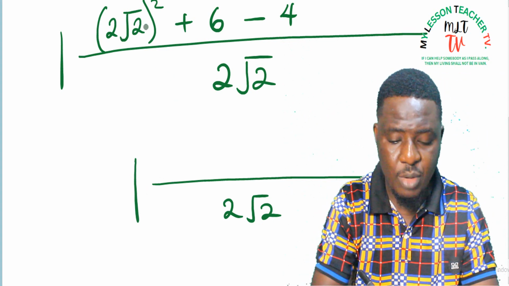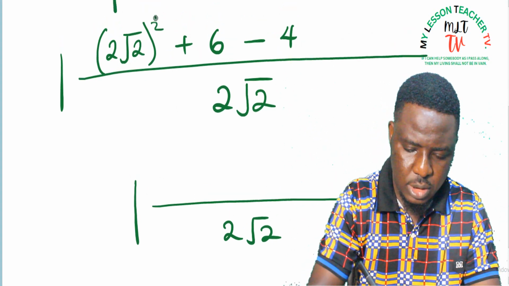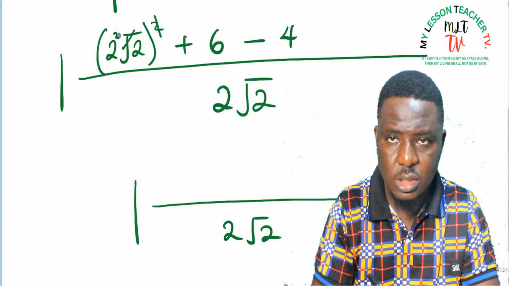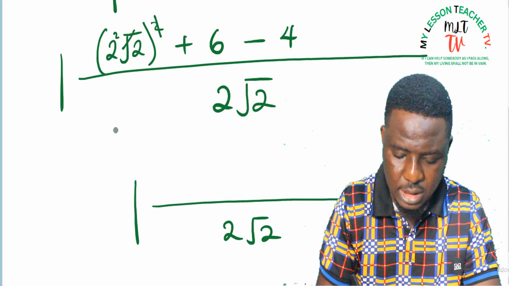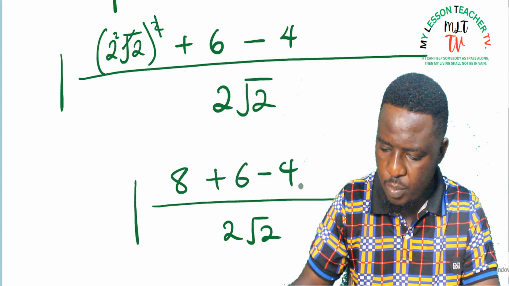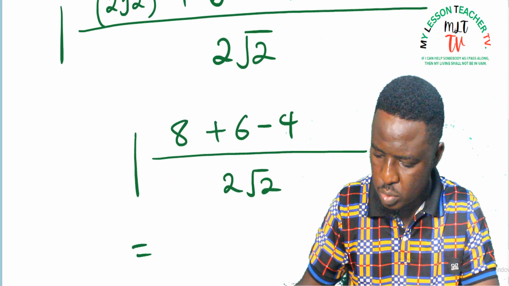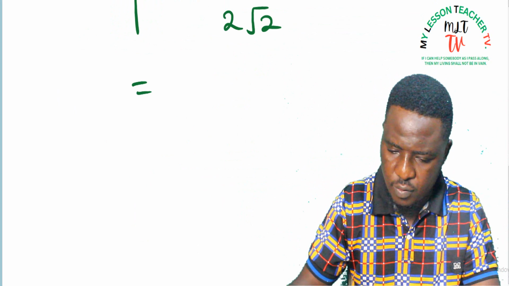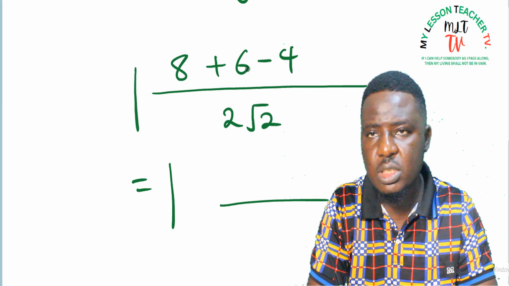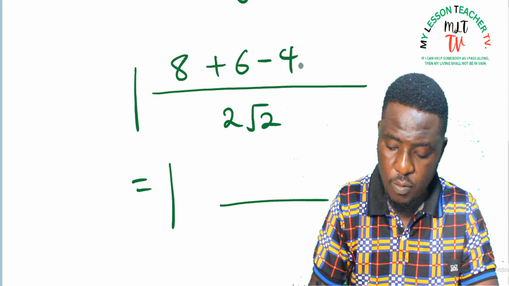You square everything in a bracket. This becomes, if you square this, the square will cancel the square root. And the square of 2 is 4. So 4 times 2 is 8. This gives us 8 plus 6 minus 4. And 8 plus 6 minus 4 is equal to, we have one whole number. 8 plus 6 is 14. 14 minus 4 is 10.